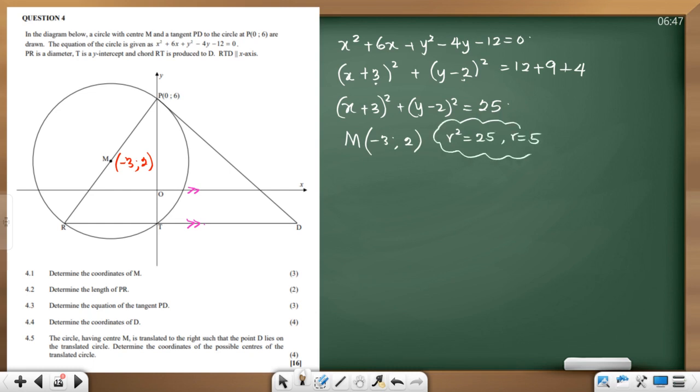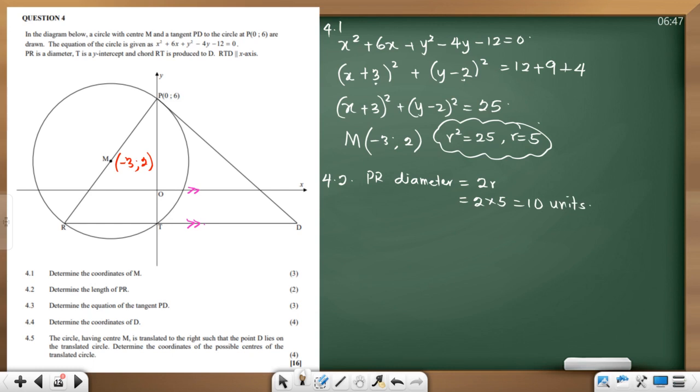Okay, I don't need this for now. I only need 4.1, which I'm done. 4.1. Okay, that's all I need. 4.2. Determine the length of PR. Oh, sweet. PR is a diameter, which is 2 times the radius. So it's 2 times 5, and that is 10 units. Please, there's a difference between r squared and 2r.